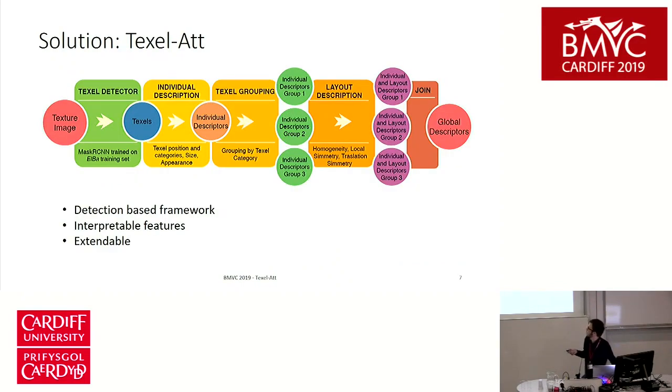So this is our proposed pipeline. It is based on the explicit detection of the texels in the image, so the computation of the attributes can be made much easier. The attributes extracted from the textures are not fixed, and the set of attributes can be easily extended based on the task that you are trying to achieve, and the attributes are interpretable, so applications can be built upon them.